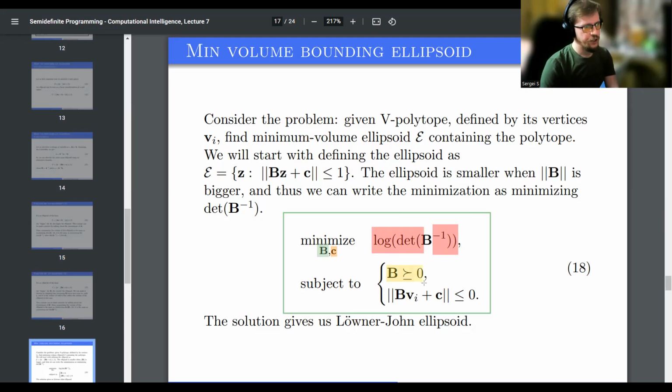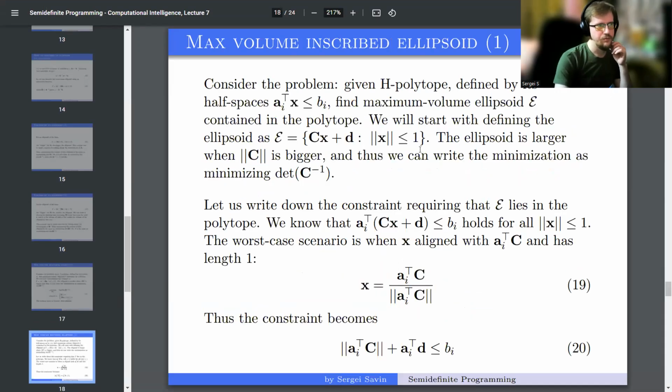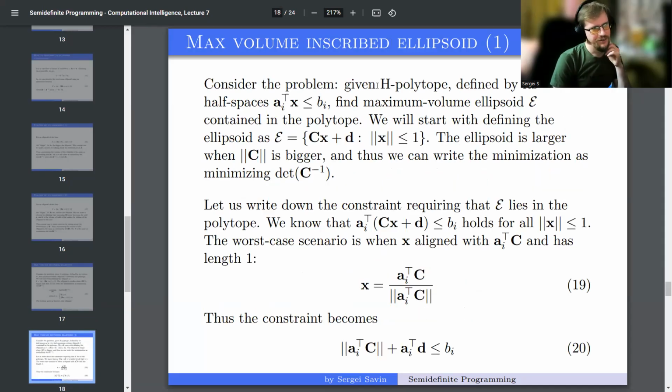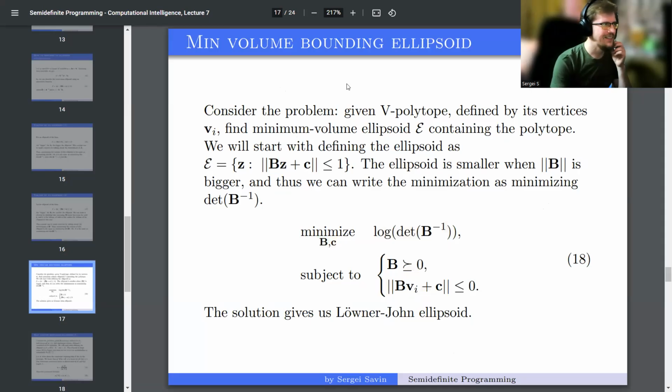We have a requirement here, B is positive definite. And we have another requirement here that this thing is negative. Of course, it is not clear if this last requirement is an LMI or not, if it is an SDP or not. So let's investigate it a little bit. Or are we going to investigate it? I don't see a slide for that. Very interesting. No investigation needed.